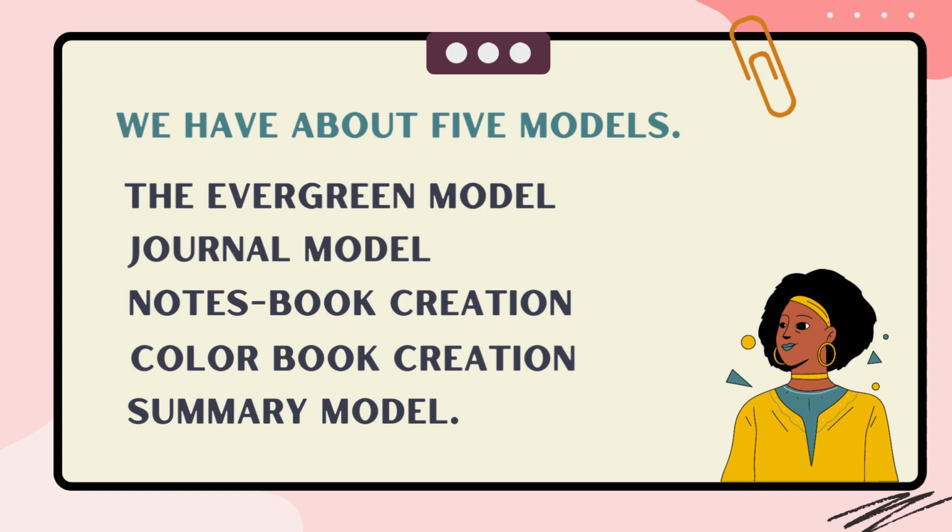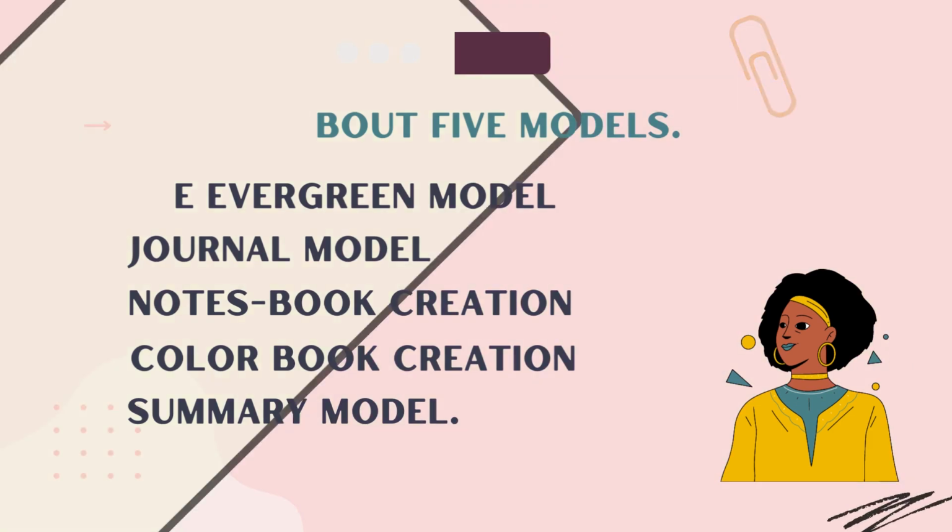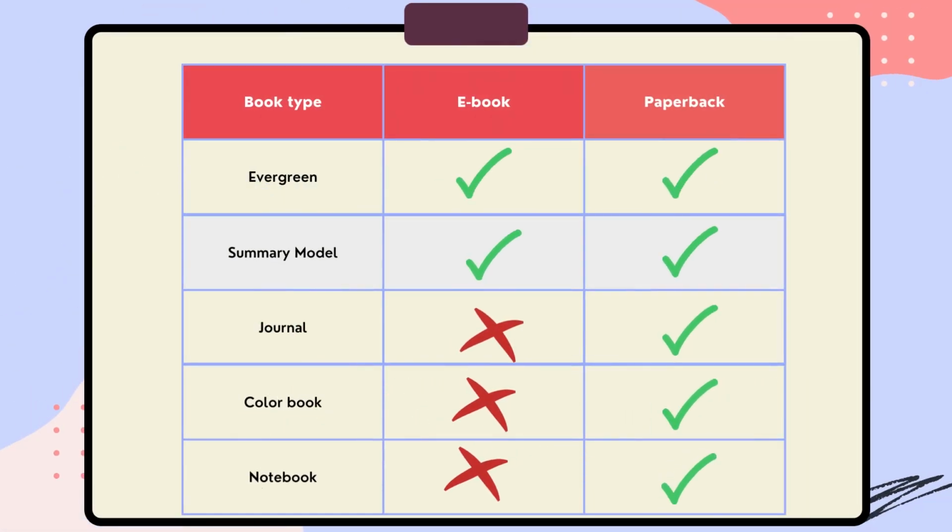With the summary and the evergreen model, you can always create a Kindle version and a paperback version. This is the best way to do it. So while the other 3, you can't create a Kindle version, only paperback version. And remember, paperback is the hard copy of the book. Now you know the kind of book you want to create.